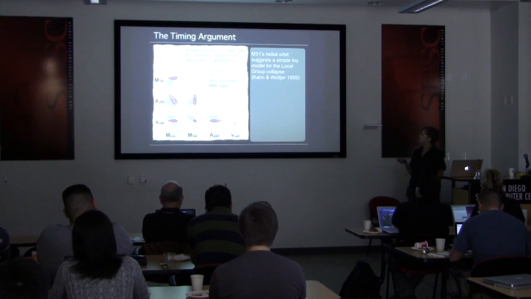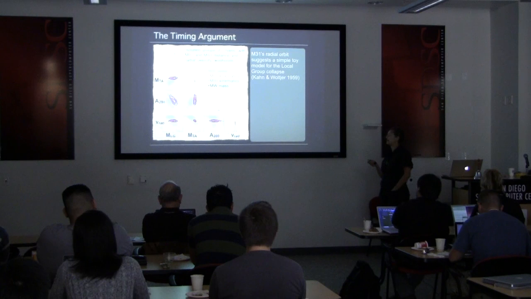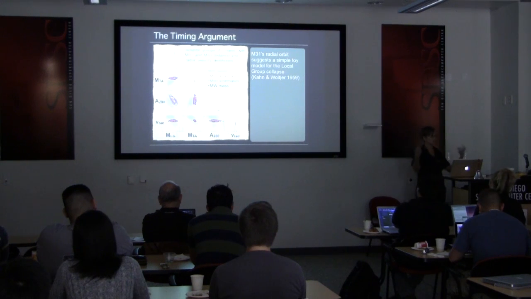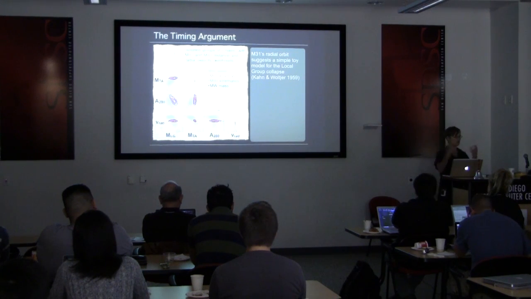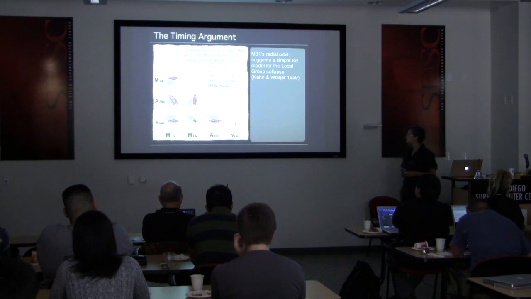This M_TA is the mass of the timing argument. So you can ask whether that mass, the simple argument assuming these things are on radial orbits, and how does that relate to the mass of the local group that we get without this assumption?